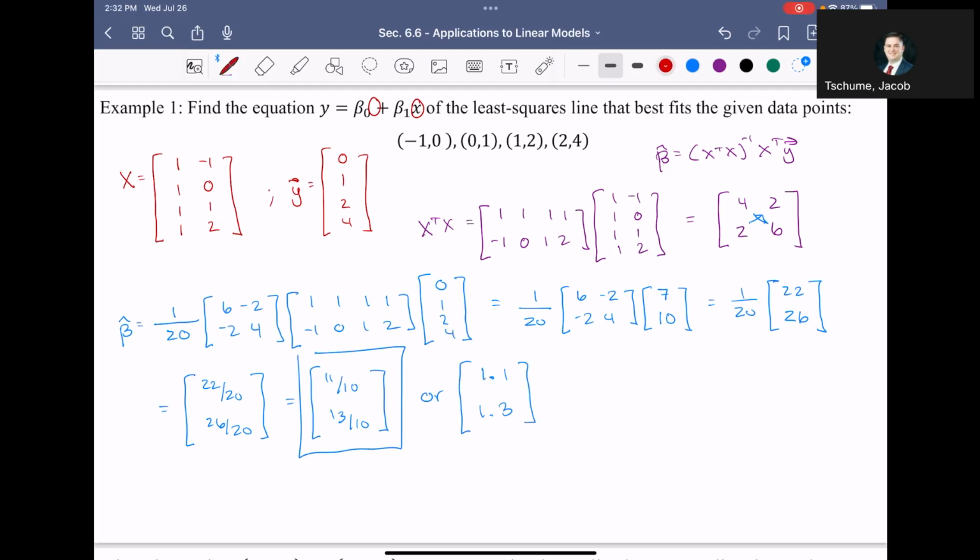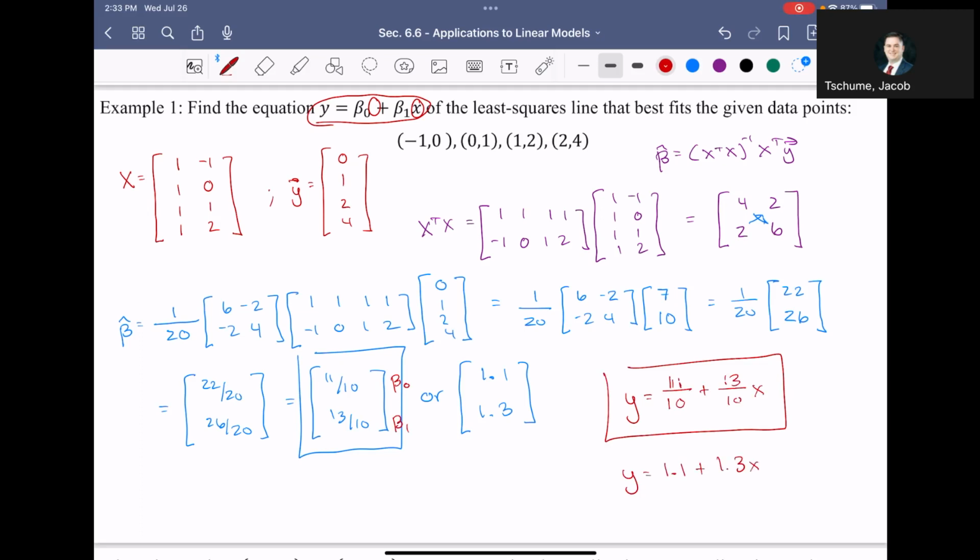Now, for your homework, after you find the numbers, they're going to want you to put it into the equation form. So you're going to go back to your original equation. And remember, the first number you found was beta naught, because that's how you labeled the first column. And your second number is your beta 1, which is how you labeled the second column. So if I was writing this as an exact answer, this would be y equals 11/10, because that's my beta naught, plus my beta 1, which is 13/10 times x. If the homework asks you for decimals, y would equal 1.1 plus 1.3x.